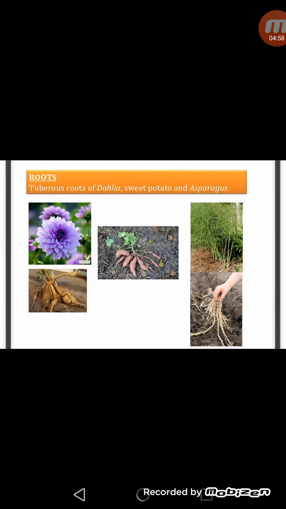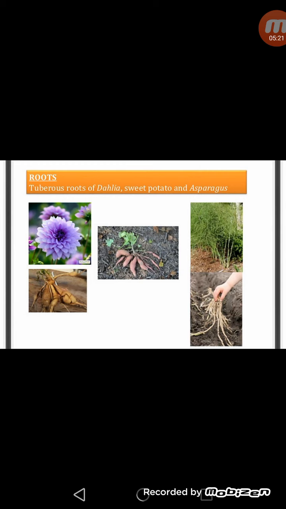Tuberous roots of dahlias, sweet potato and asparagus. Actually what happened, the plants such as this dahlia, sweet potato and asparagus have swollen roots. This is due to the food stored in them. In other words, we can say these roots have some stored food in them, due to which they are swollen, as you can see in the diagram.